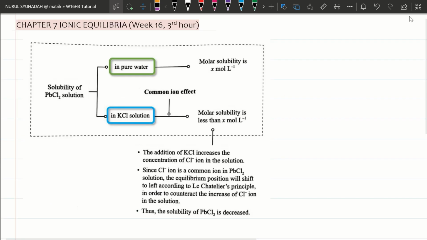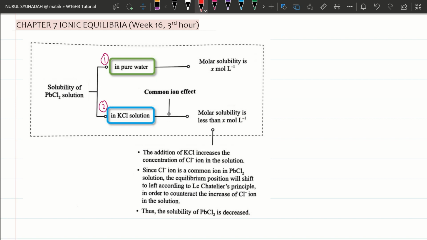Okay, so this is another example. Kita nak tengok solubility of PbCl2 solution. Okay, so dekat sini kita akan larutkan PbCl2. First, kita akan larutkan in pure water. Second, kita akan larutkan in KCl solution. So example kat sini lah.